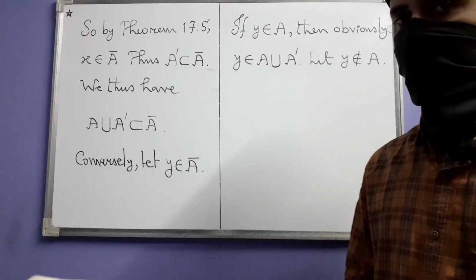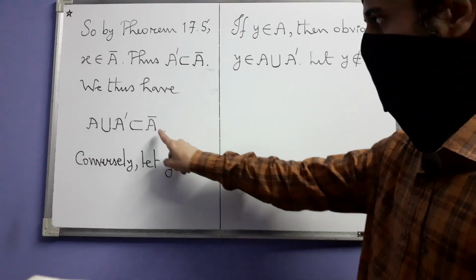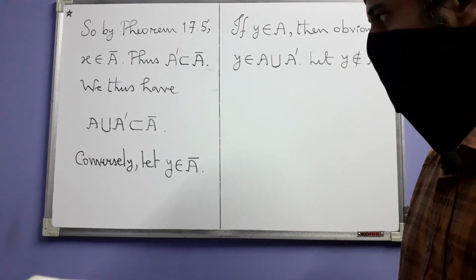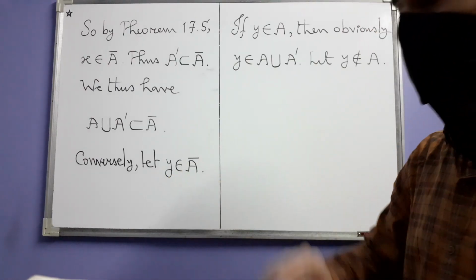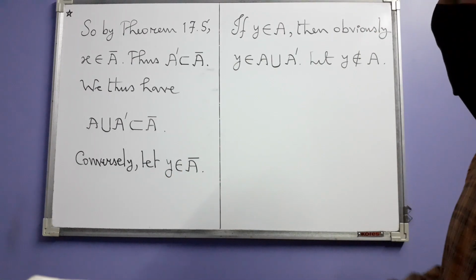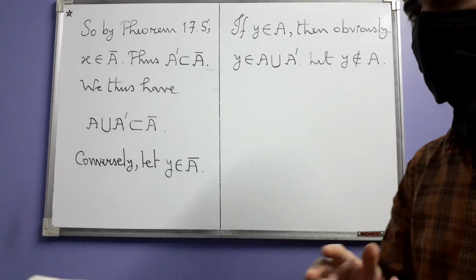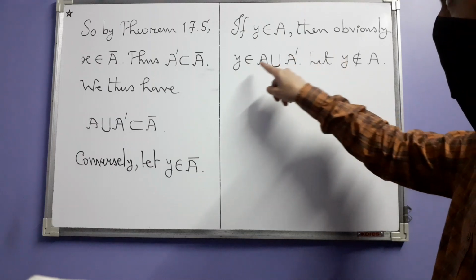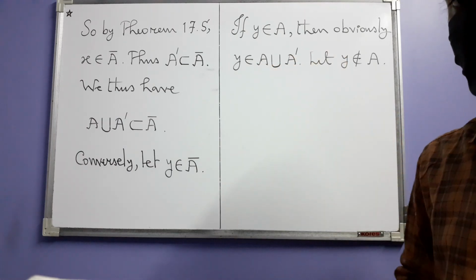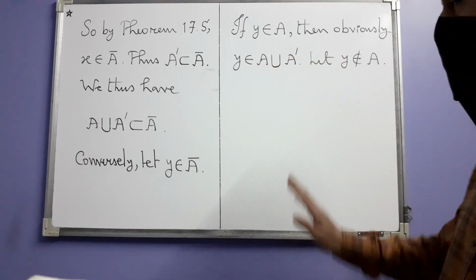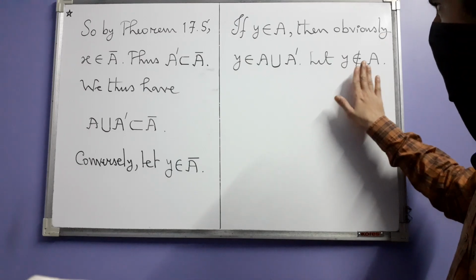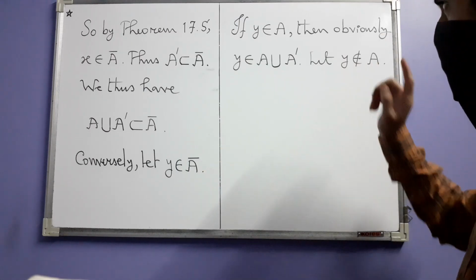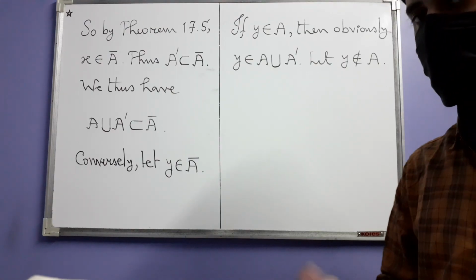And now we will prove the reverse inclusion, that A closure is also a subset of this union. And as such, conversely, let Y be any point in A closure. Now if Y happens to be an element in A, then obviously Y will belong to A union A prime. So that means now we have to consider the case where Y is not in A. Y is in A closure but Y is not in A. Then what's the consequence?